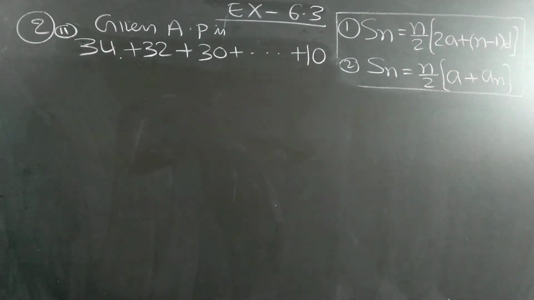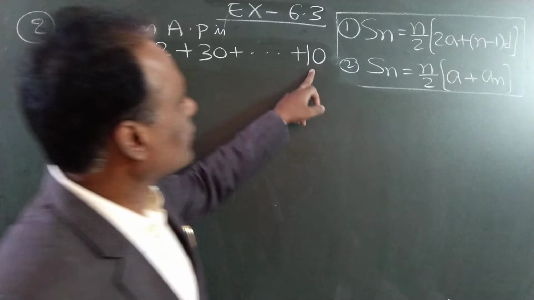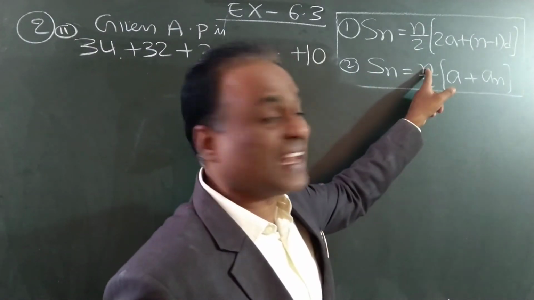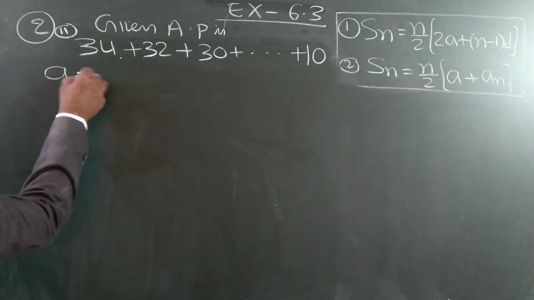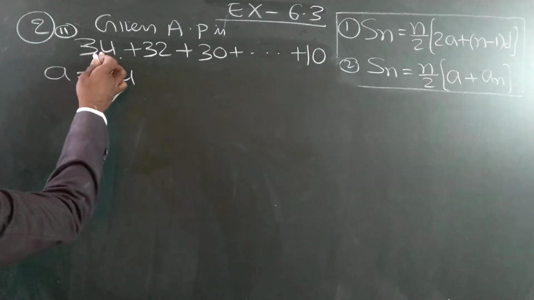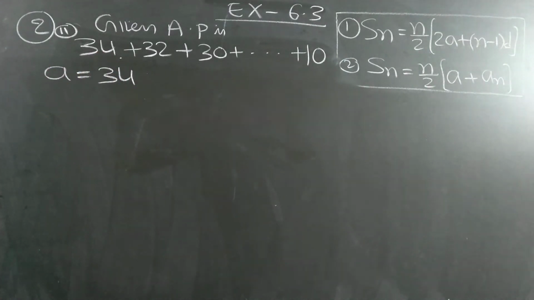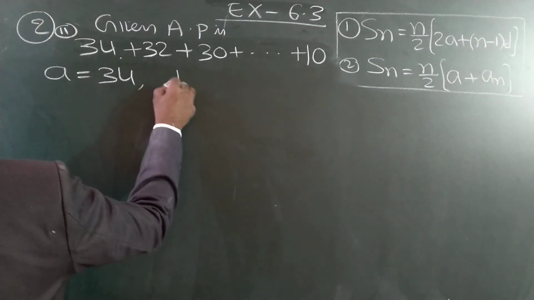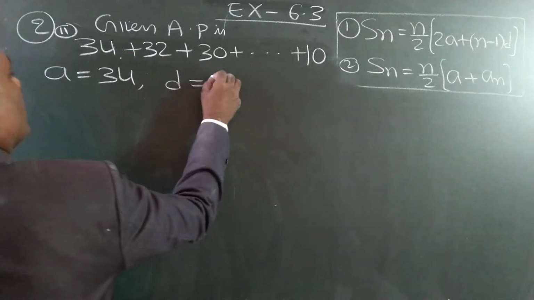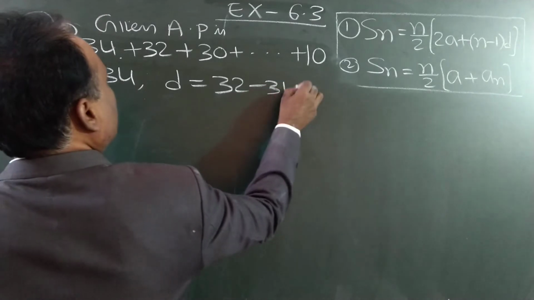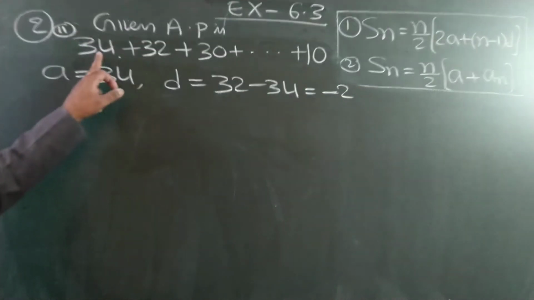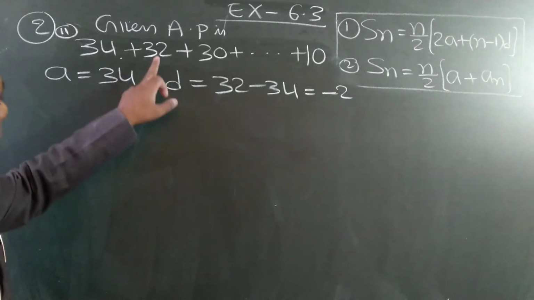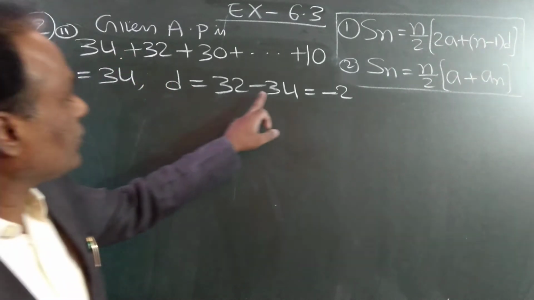Same procedure. We have the first term and last term. We can use this formula, but n is not known. N we have to find. So here the first term is 34. Difference is second term minus first term: 32 minus 34, which is minus 2. First term is 34, and d is minus 2.